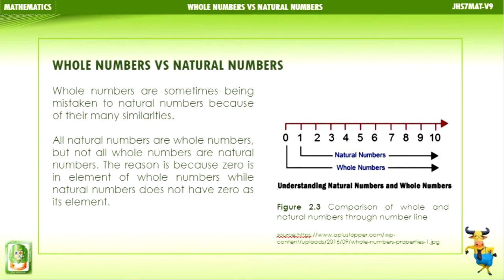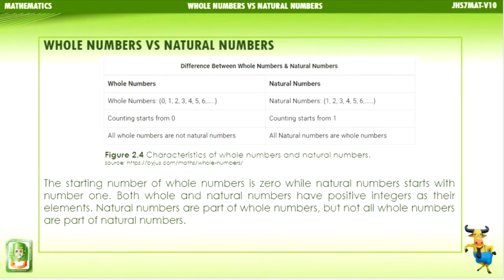Whole numbers are sometimes mistaken for natural numbers because of their many similarities. All natural numbers are whole numbers, but not all whole numbers are natural numbers. The reason is because zero is an element of whole numbers while natural numbers do not have zero as an element. The starting number of whole numbers is 0 while natural numbers start with number 1. Both whole and natural numbers have positive integers as their elements. Natural numbers are part of whole numbers, but not all whole numbers are part of natural numbers.